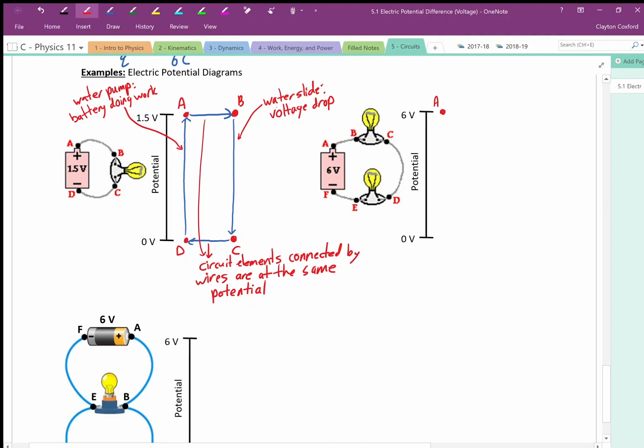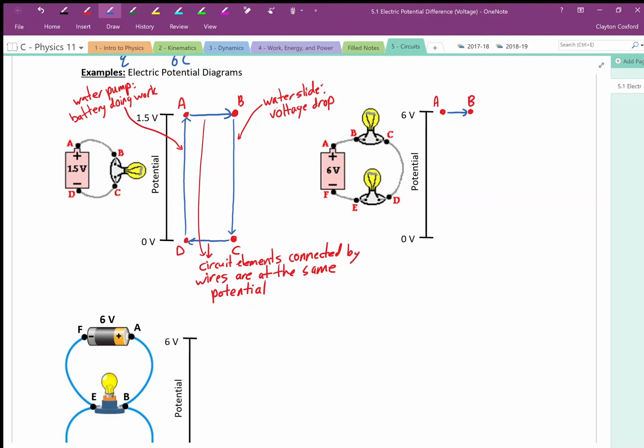And connected directly to that terminal by a wire is location B. So location A and location B have the same potential. So charges will flow from A to B and they will maintain their potential, maintain their energy.